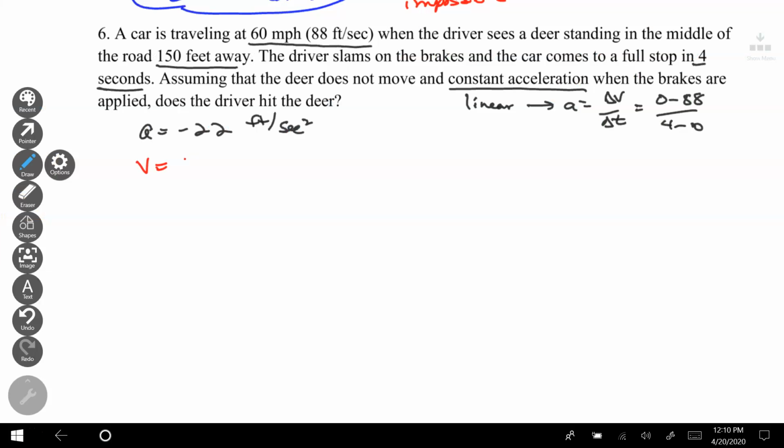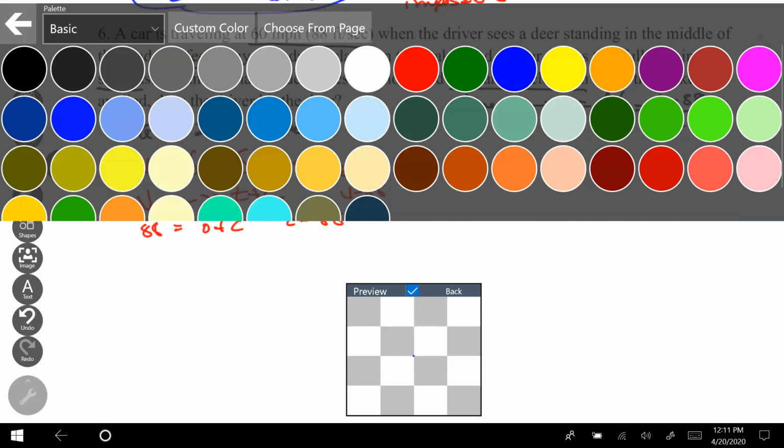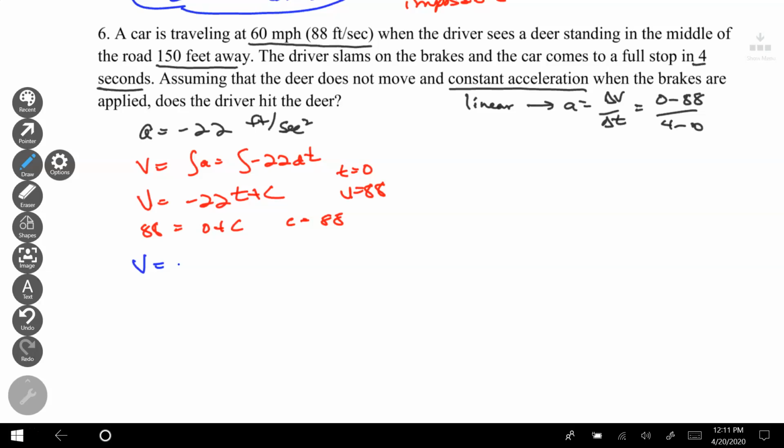And so now I'm going to do my velocity is equal to the integral of a, which is the antiderivative negative 22 dt, v equals negative 22t plus c. But when t equals 0, my velocity is equal to 88. So I plug it in there, and I get 88 equals 0 plus c. So obviously c equals 88. And my velocity equation is negative 22t plus 88. That is my velocity equation.